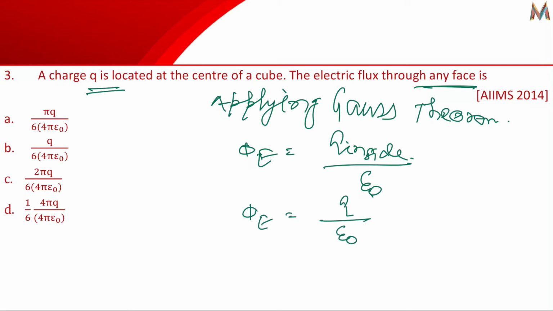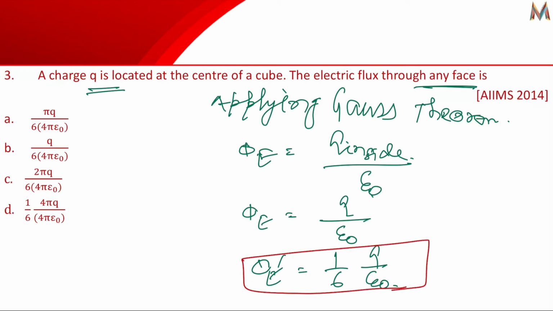This is the total flux through the cube, but we know that the cube has 6 faces. So, out of one face the phi e will be 1 by 6 q upon epsilon naught. So, this should be our answer, 1 by 6 q upon epsilon naught.